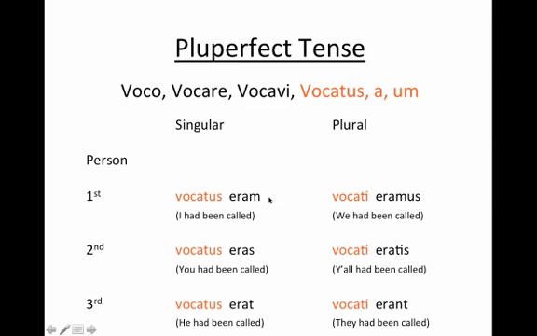The way this is translated is vocatus eram, I had been called, vocatus eras, you had been called, vocatus erat, he had been called, vocati eramus, we had been called, vocati eratis, y'all had been called, and vocati erant, they had been called.